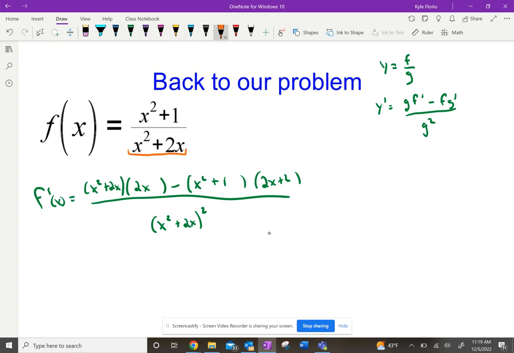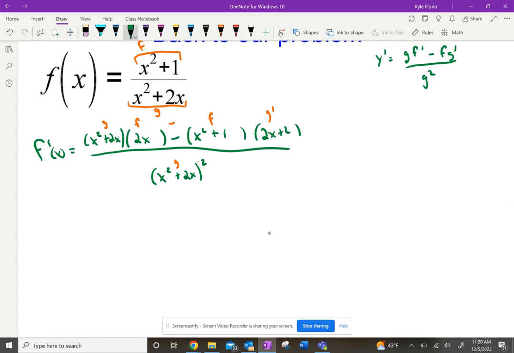Again, if I were to call this bottom one the low function, and this top one the high function, we have the bottom function low d high, that's the derivative of the top, minus high d low, all over low low, or low squared. So again, g of x is x squared plus 2x. F of x I'm calling x squared plus 1. I know this whole thing's called f of x, but think of it as a different f. Bottom function times the derivative of the top minus the top function times the derivative of the bottom, all over the bottom function squared. We'll get some reps in and make more sense of this later. The derivative is done. Now we just got to simplify.